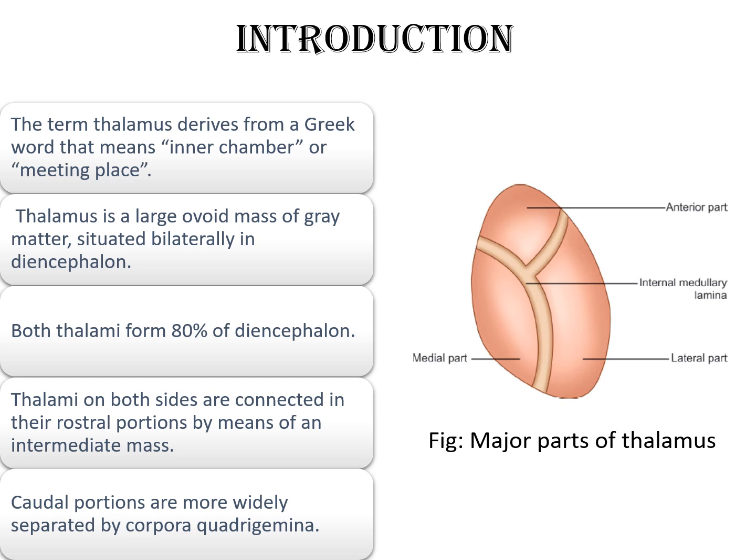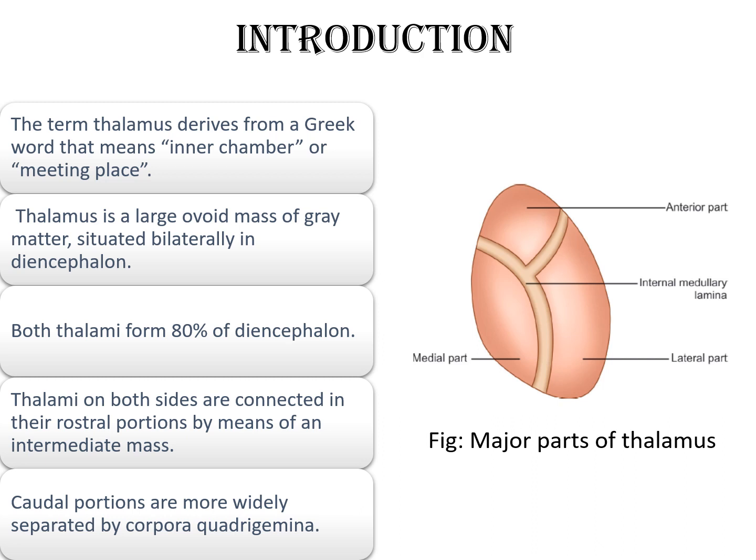The term thalamus derives from a Greek word that means inner chamber or meeting place. The thalamus is a large ovoid mass of grey matter situated bilaterally in the diencephalon. Both thalami form about 80% of the diencephalon. Thalami on both sides are connected in their rostral portion by means of an intermediate mass, and the caudal portions are more widely separated by the corpora quadrigemina.